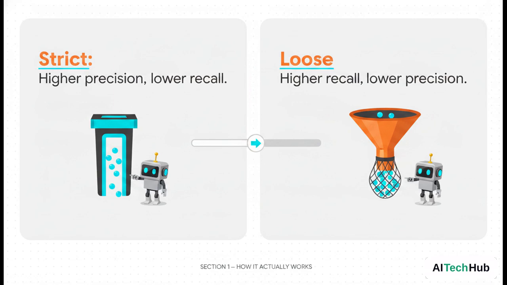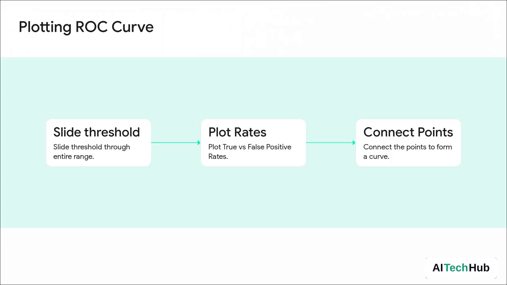But remember, that trade-off is only happening at one single snapshot in time, at one very specific threshold. So instead of just picking one single snapshot and reporting one precision and recall number, we're going to do something much more comprehensive here. Step 1, we take that threshold and we slide it through its entire possible range. Step 2, at every single position along that range, we plot two specific numbers. We plot the true positive rate, which, by the way, is exactly the same thing as recall, on one axis against the false positive rate on the other axis. And false positive rate is just how often the model wrongly flags something that wasn't actually positive.